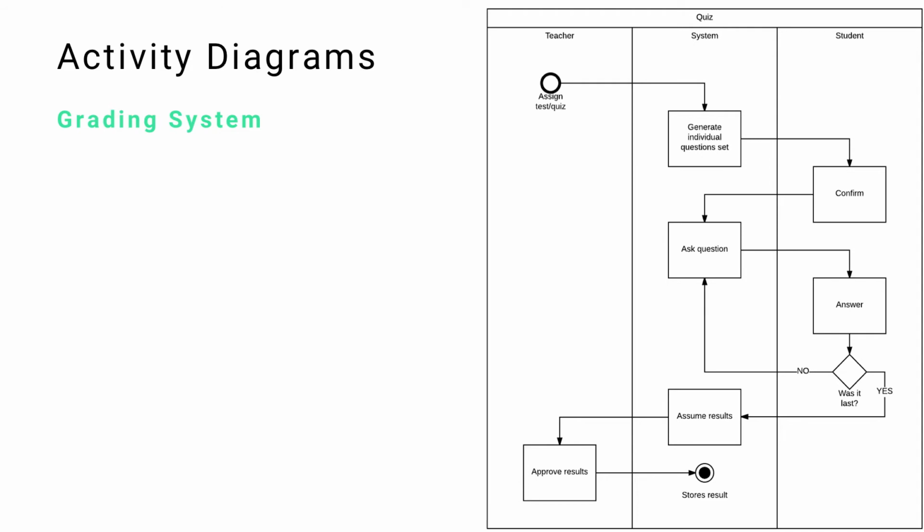And then lastly, I look at the third swim lane, which is the student. The student is going to have to confirm, and they're going to have to answer. Then, once the system redirects to it, if it is the last question, it is going to allow them to finish. If not, then it's going to cycle back up again.